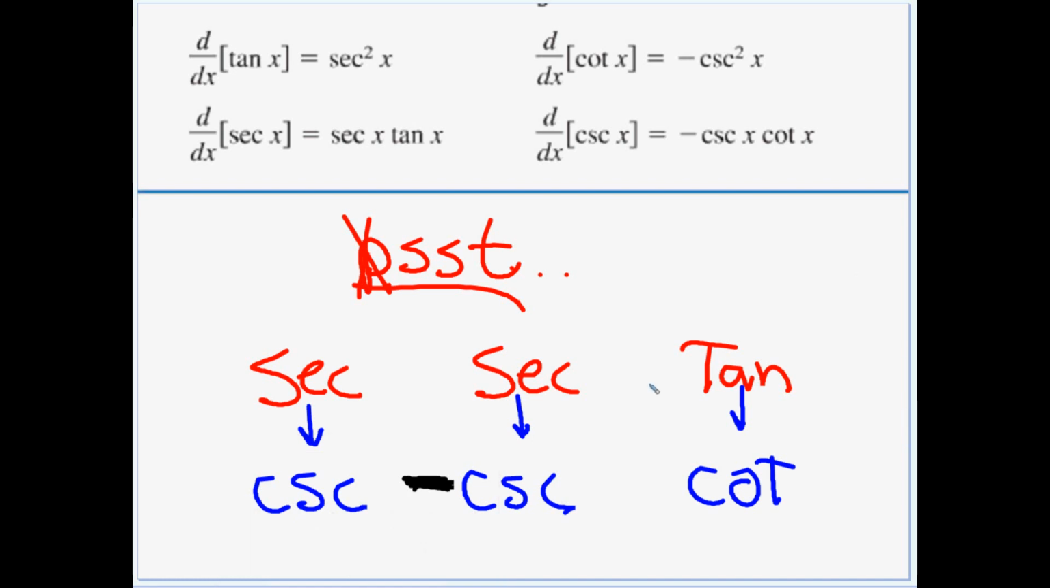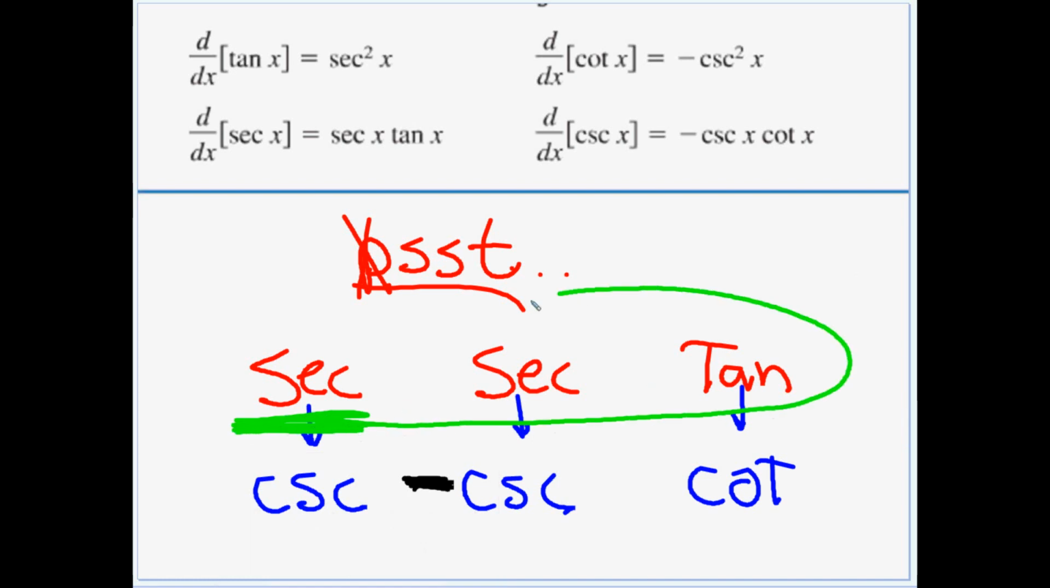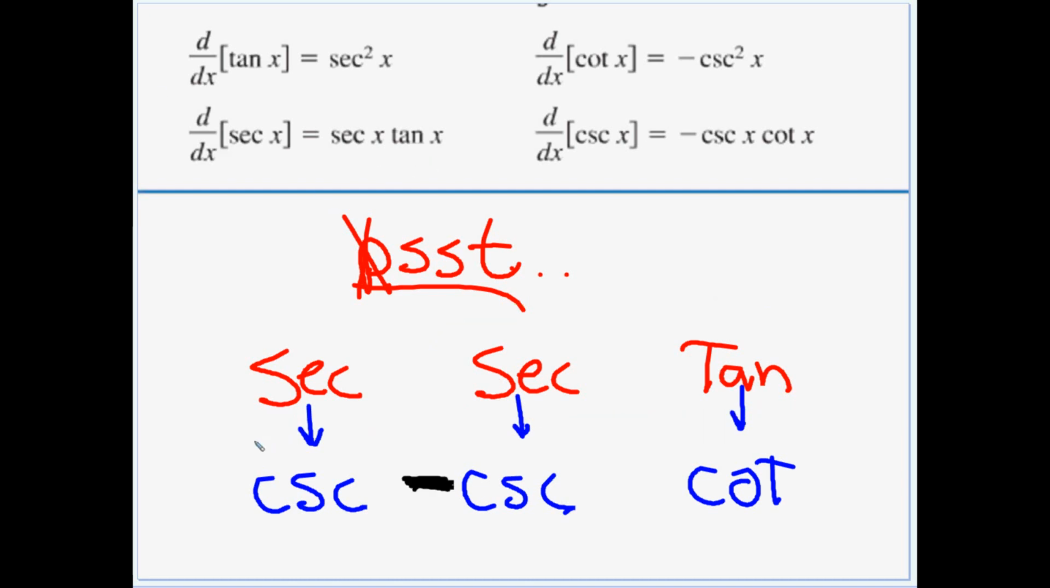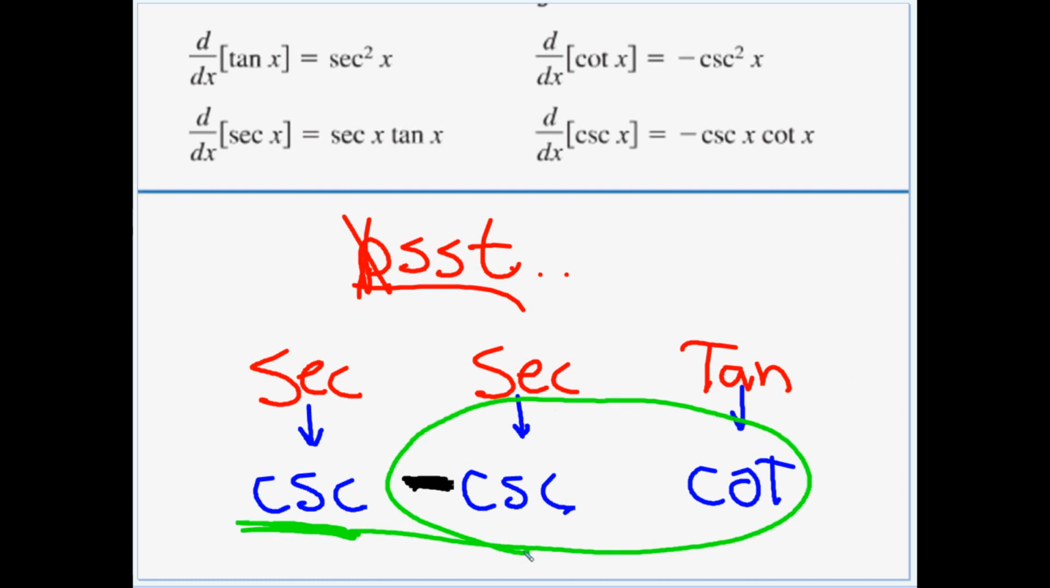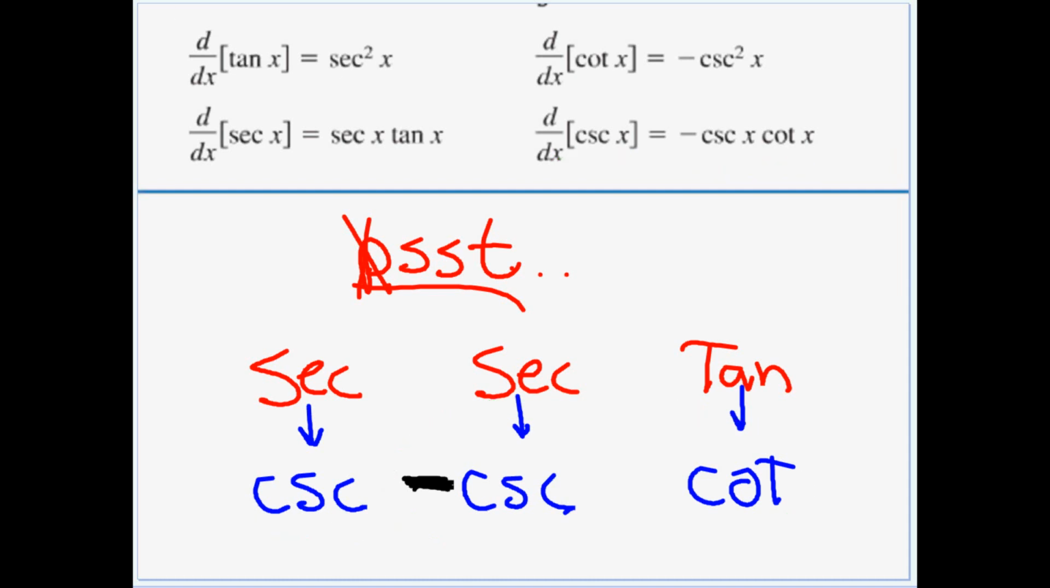Let's start here. I'll switch to green ink. The derivative of secant are these two multiplied. So the derivative of secant is secant times tan. Derivative of secant x is secant x times tan x. So there it is above. Back up here, the derivative of cosecant are these two multiplied together: negative cosecant, cotangent. Here's the derivative of cosecant, negative cosecant x times cotan x. So there we read the table left to right.